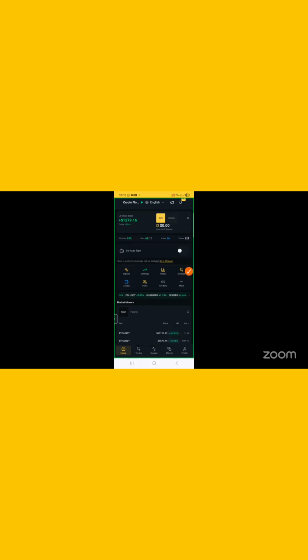So if I tap on spot, it is going to read my spot account balance. In this case, I don't have money in my spot wallet, that's why it is showing zero. If I tap on futures, it's going to read my futures balance. This is the free money that has not yet entered the market.